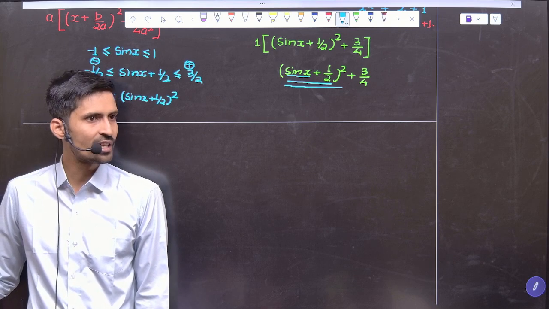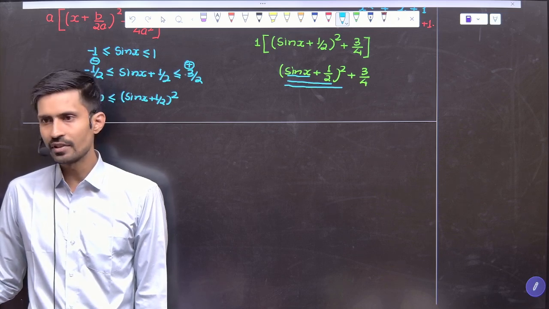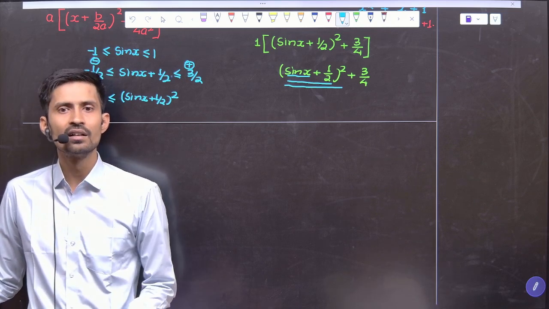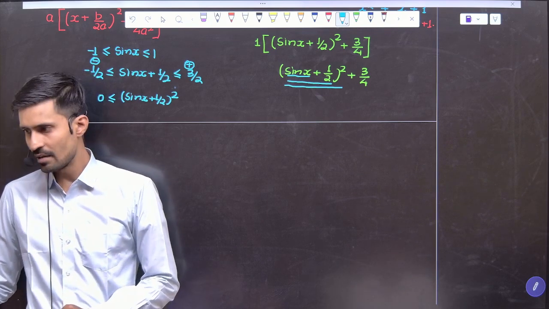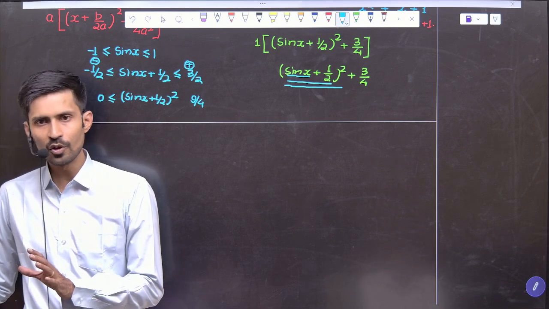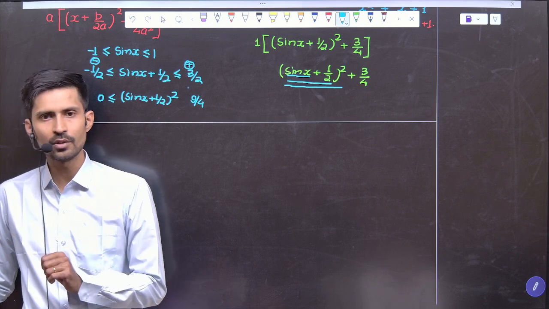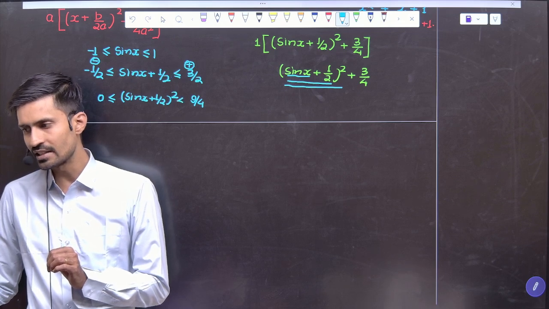What is the square of minus 1 by 2? 1 by 4. What is the square of 3 by 2? Let's say 9 by 4. 1 by 4 and 9 by 4. Which is greater? 9 by 4. So 9 by 4 will come this side. Now tell me, 9 by 4 you got from minus 1 by 2 or 3 by 2? 3 by 2. And what is the sign of 3 by 2? Less than equals to. That sign will come here.